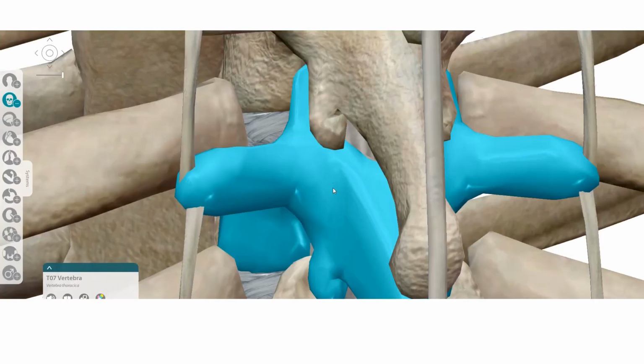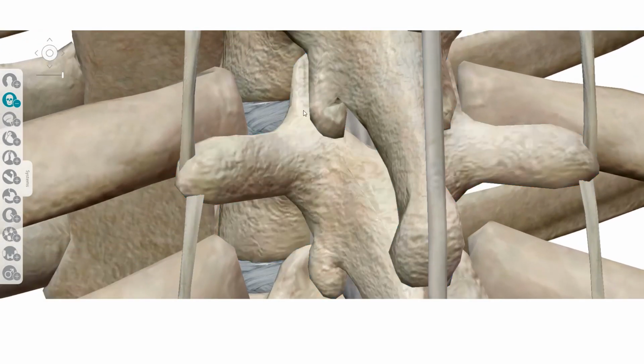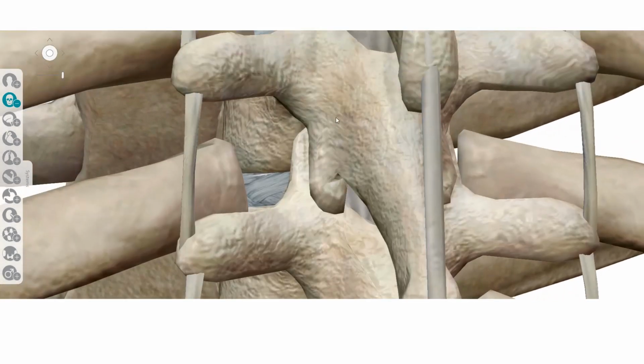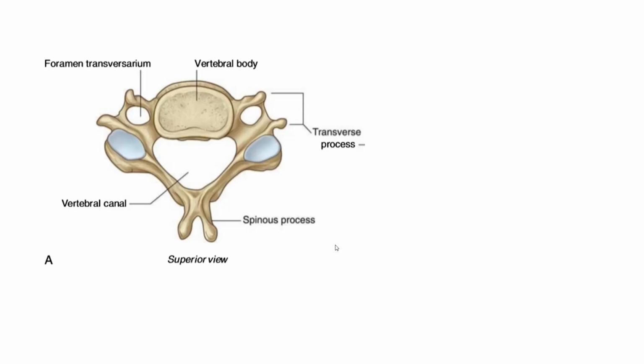So here we can see the thoracic vertebra. This is the superior articular process, and this is the inferior articular process of the upper vertebra. They attach in this order together. So from the beginning, we have the cervical vertebrae. These are between the thorax and the skull.